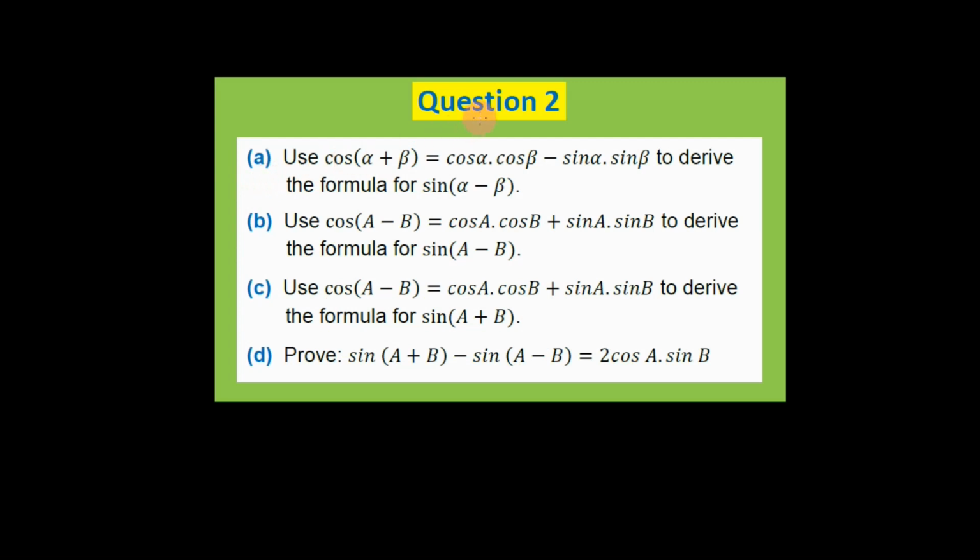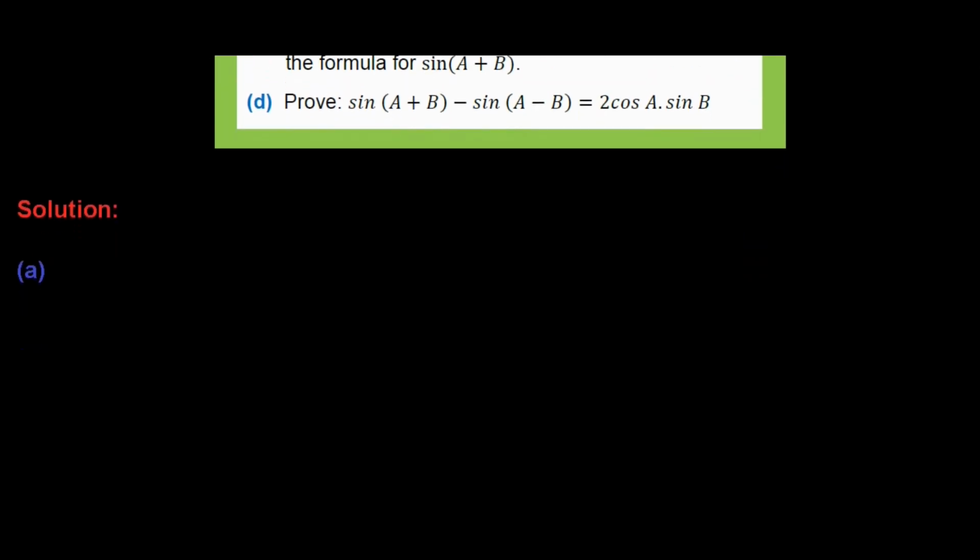So in A here of question 2, we have to use the cos expansion for alpha plus beta to derive the formula for sine of alpha minus beta. This, of course, is a standard derivation which you need to learn. So let's have a look at it. We want to derive the expansion for sine of alpha minus beta.